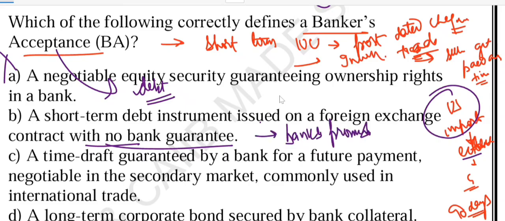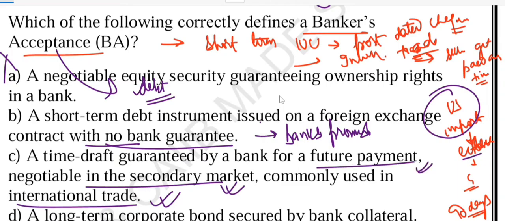What about option C? A time draft guaranteed by a bank for future payment, negotiable in the secondary market, commonly used in international trade. Yes, it is used in international trade, negotiable in the secondary market, and used by the bank for future payment. All these points are covered. That's why option C is correct.